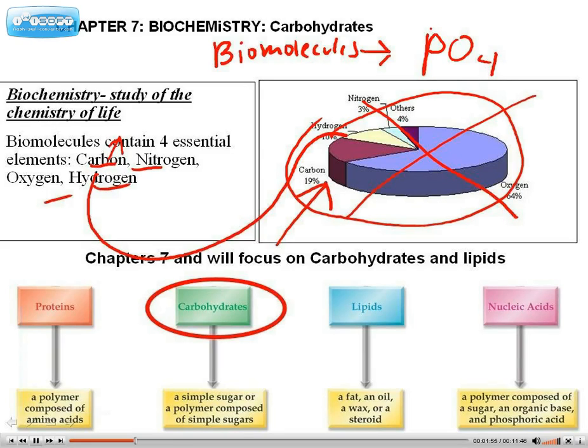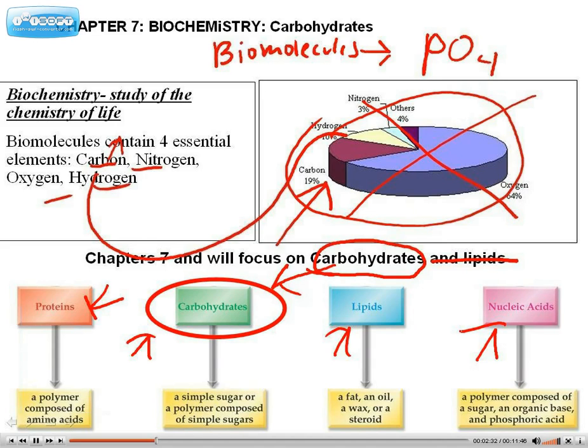So without going off on a tangent, let's go ahead and focus on one class of biomolecules, the carbohydrates. Now, in this set of slides, we only talk about carbohydrates. So even though it says Chapter 7 will focus on carbohydrates and lipids, you can cross out lipids. There are 4 classes of biomolecules. Just as we have classes of organic molecules, acids, aldehydes, alcohols, we have classes of biomolecules. Proteins, carbohydrates, lipids, and nucleic acids.